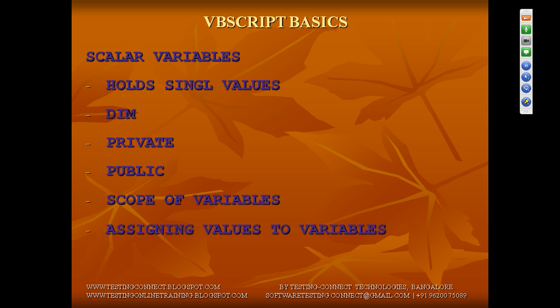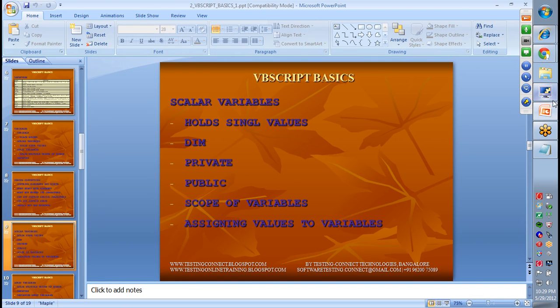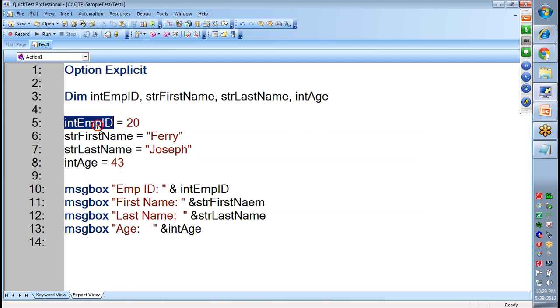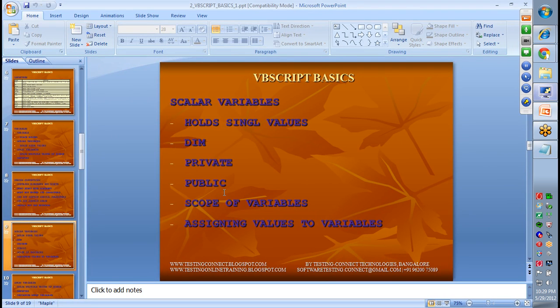You have to assign values to variables. So how can you assign values to variables? This is the way. Once you define variables, this is the way you can assign values to variables. If values are integers, you can store them directly. If values are strings, you have to pass strings in double quotes. This is what you have to remember.